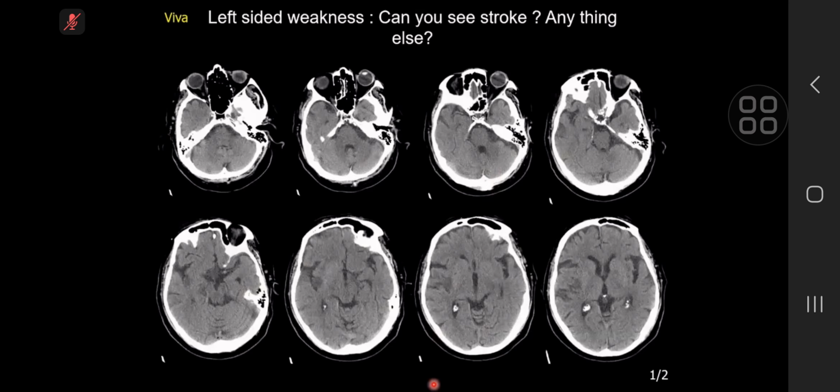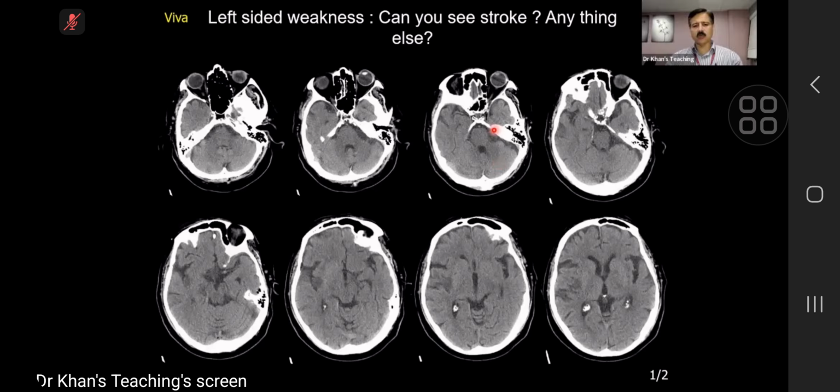Yes, I can appreciate, in the third one image, there is a hyperdensity in the left cerebellopontine angle. What is your differential diagnosis for this?